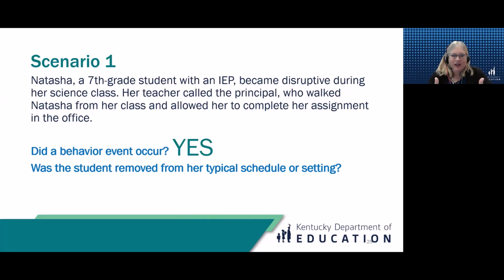Okay, so did the behavior event occur? Yes. Was the student removed from her typical schedule or setting? Yes, I got a yes. Got a couple yeses. Okay, so if the answer to both of these questions is yes, then the resolution should be recorded as an in-school removal.